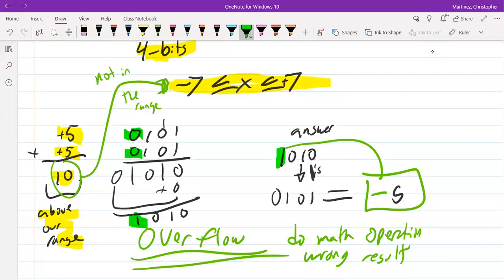All right, so that's how we do 1's complement. We're not done with ways of representing signed numbers. We have one final method.